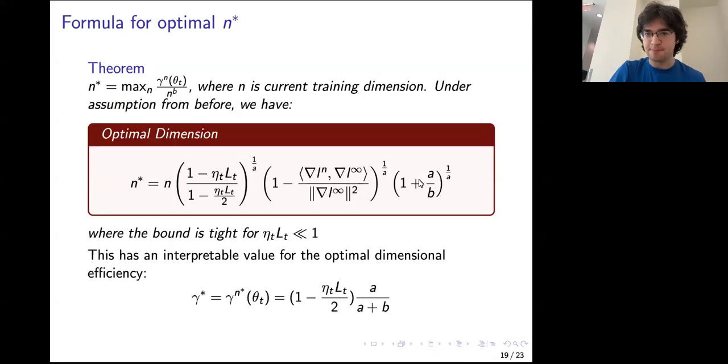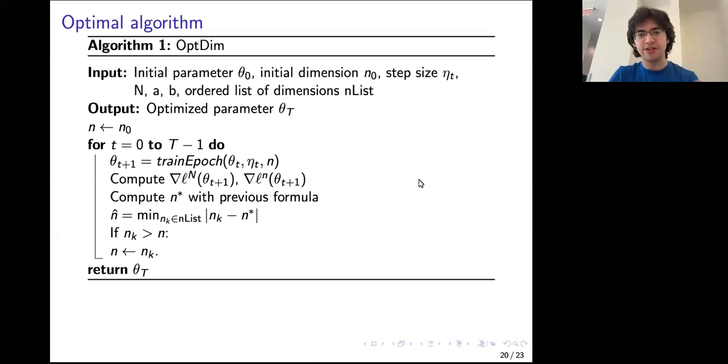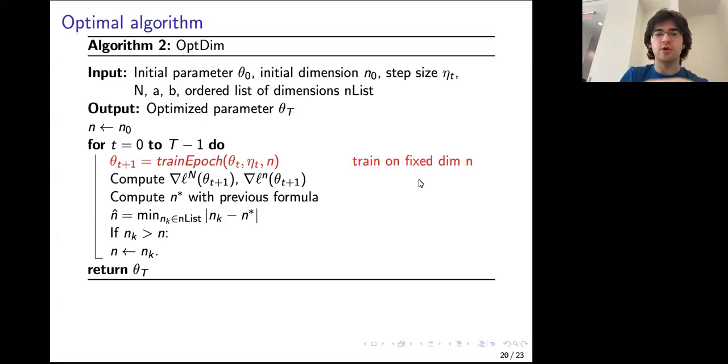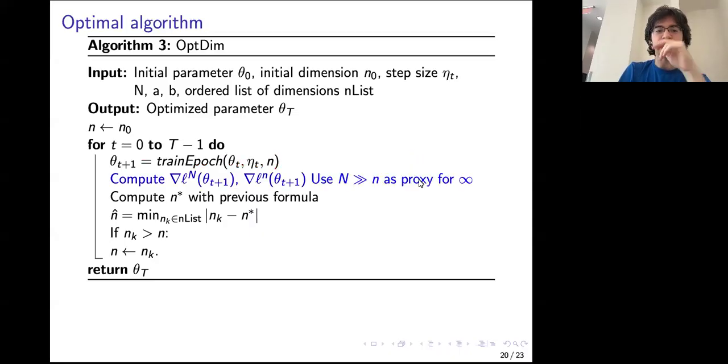We come up with an algorithm based on this idea of picking the dimension via these computations. Throughout training, every couple of epochs, we compute a gradient of big Ln. So we're training on a fixed dimension n. Then after a couple of epochs, we calculate the gradient on some big n, which is a proxy for the infinite dimensional gradient, and we compare that to the small n dimensional gradient. And we can compute n star with the previous formula we just had.